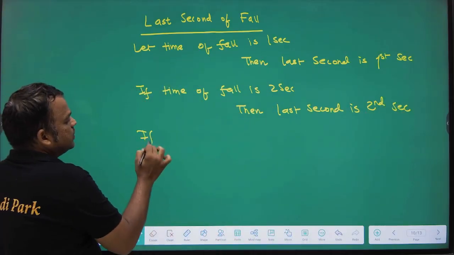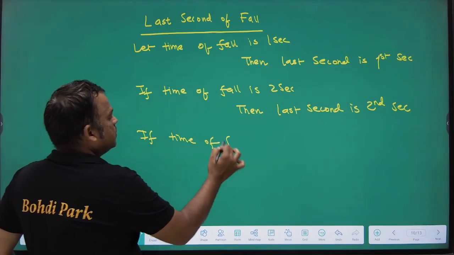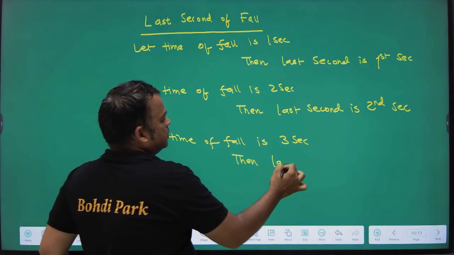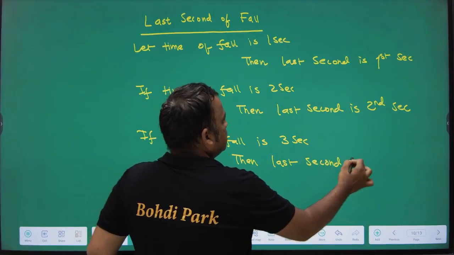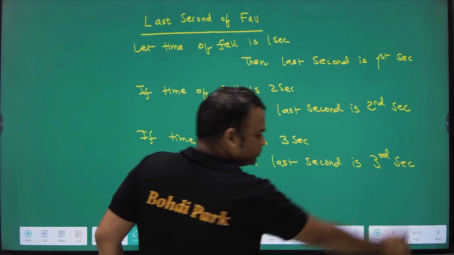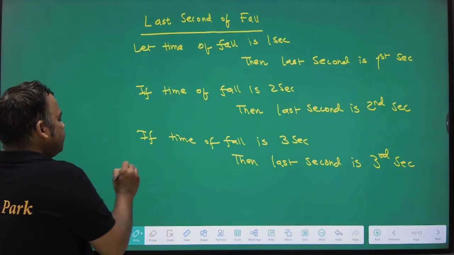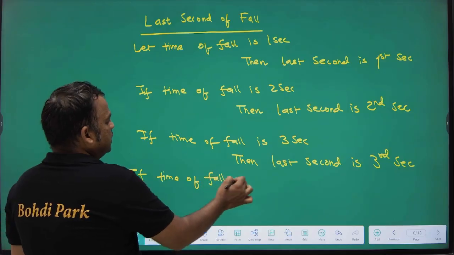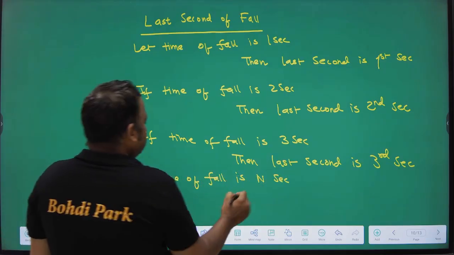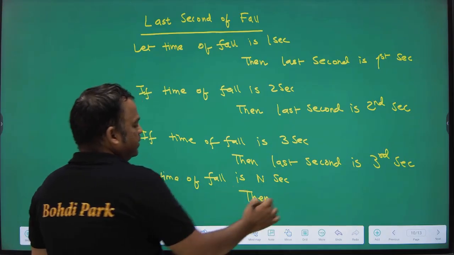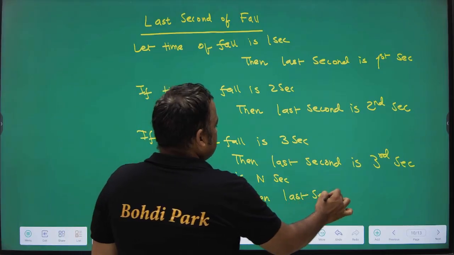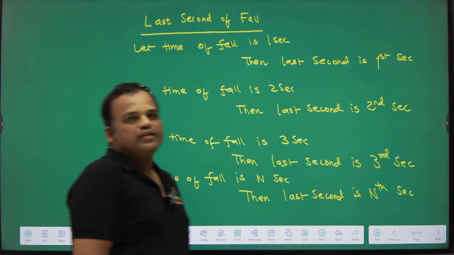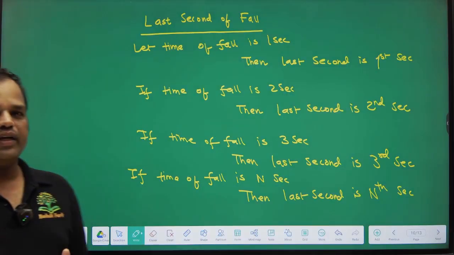Similarly, if time of fall is 3 seconds, then last second is third second. If time of fall is n seconds, then last second will be nth second. So we have to understand what do you mean by last second.